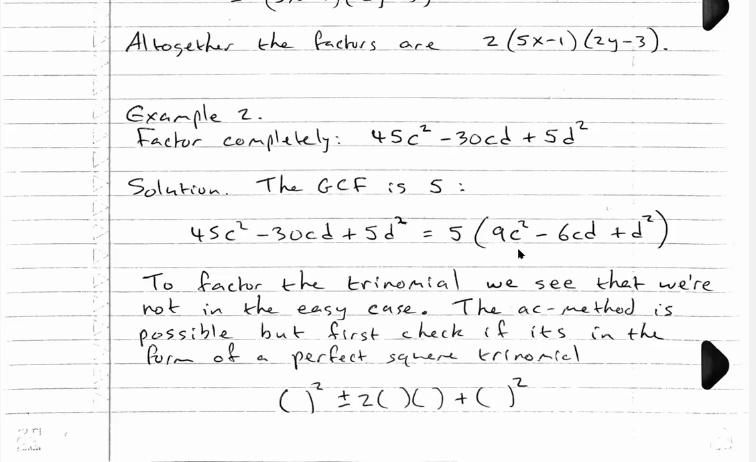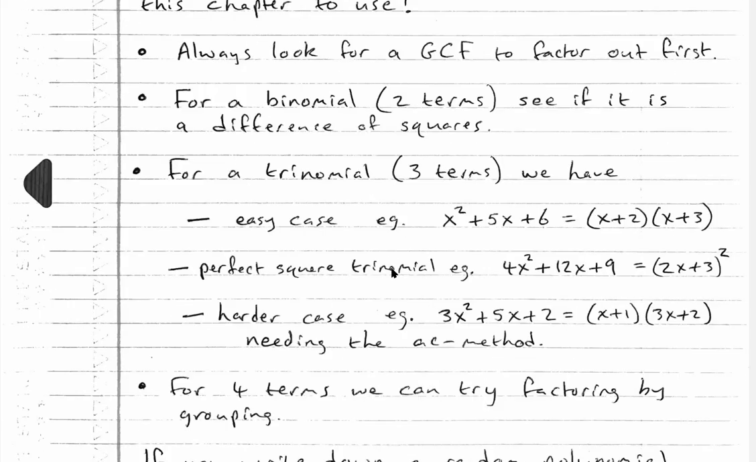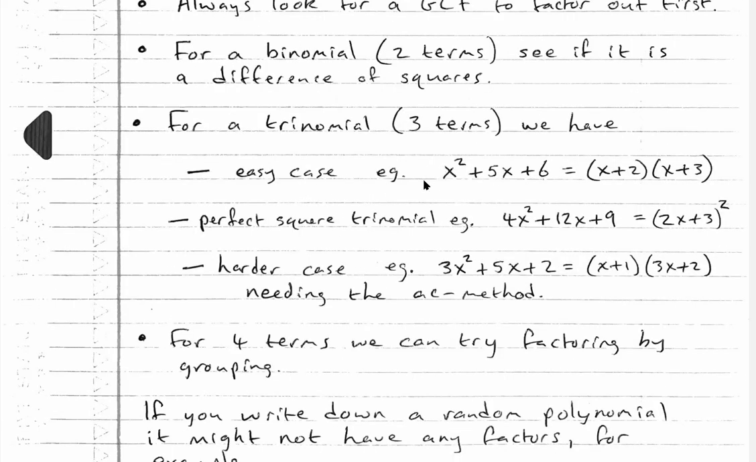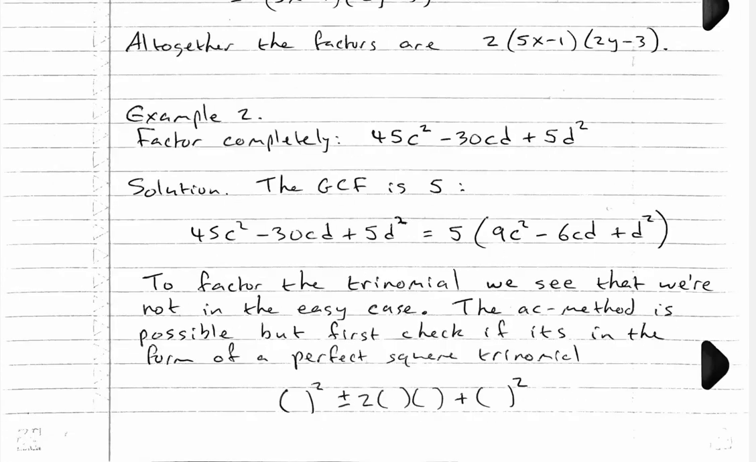Okay, so this is a trinomial we're left to factor. Okay, are we in the easy case? Is it a perfect square trinomial, or do we need the AC method? Okay, we have a 9 here. That's not a 1, so just at first glance, this is not the easy case.